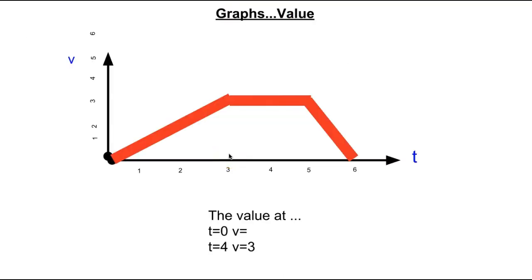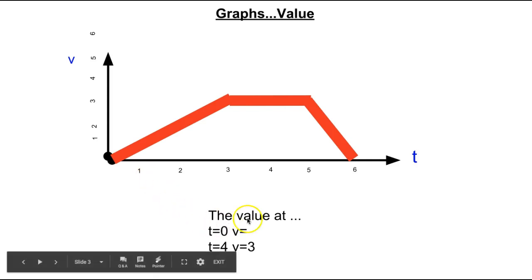So this is kind of what a typical motion graph would look like. You have velocity in the y direction and your time in the x. Now 95% of the time when you're looking at these problems, time will always be on the x-axis. So your velocity, your acceleration, your position, all that will be plotted in the y direction. So it'll kind of give you this nice, neat path to follow.